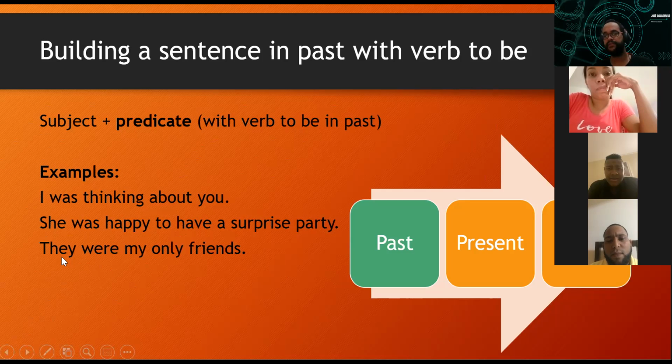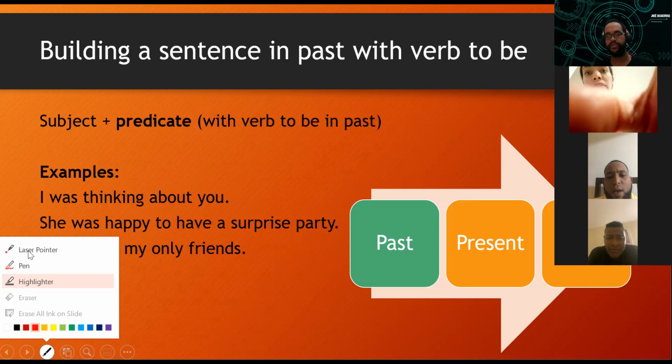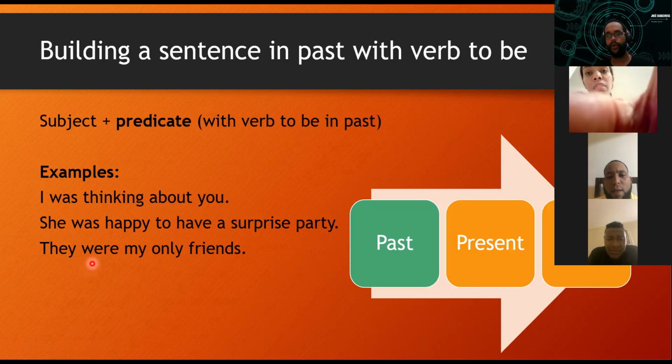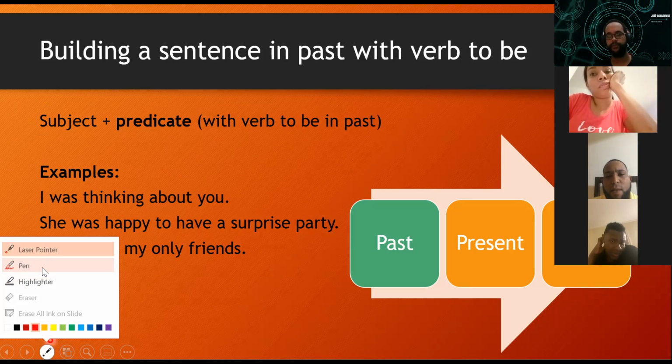Another sentence in past, they were my only friends. If I want to change this sentence to present, I need to change the verb to be. In this case, I will change were for are. So it will be, they are my only friends. Got it.